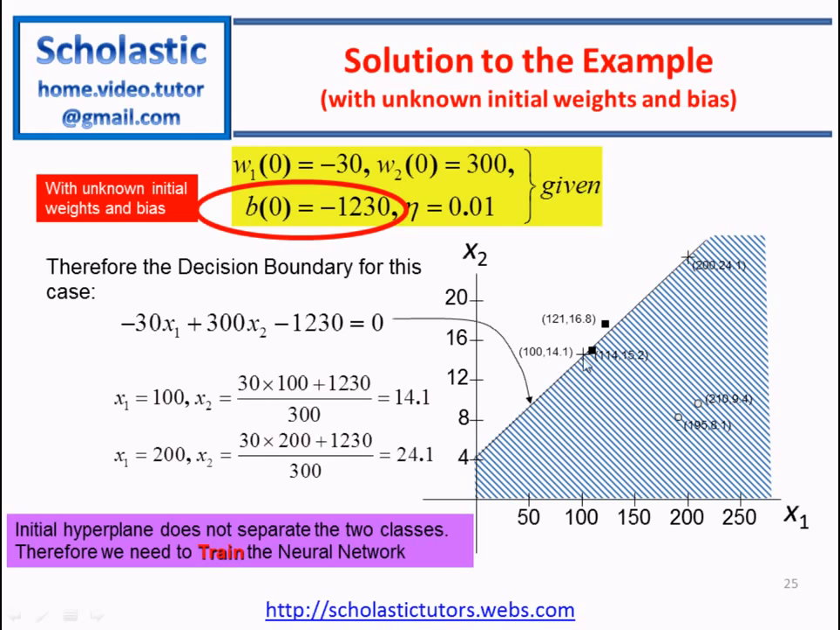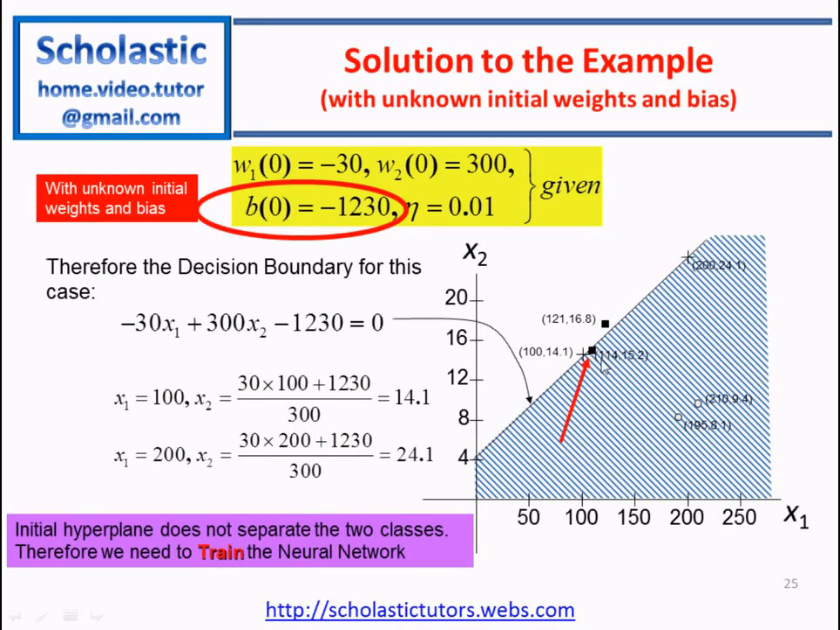If you use this boundary as the classification boundary, that means we assume there is a classification boundary somewhere here, which is not a correct one. So we need to train it until we get it in the middle here. The initial hyperplane does not separate the two classes. Therefore, we need to train the neural network. That is the important part of these neural network systems.